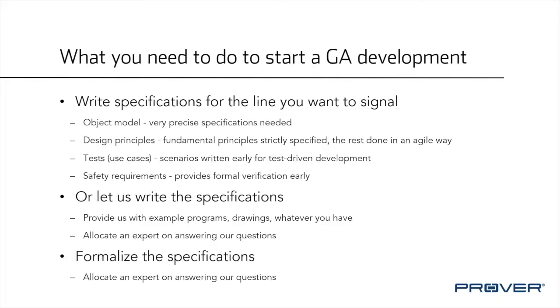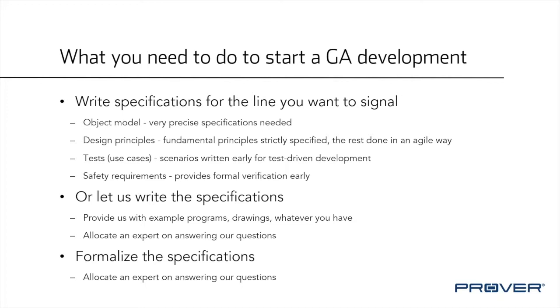To start a generic application development, you need some specifications for the line or the area you want to signal. A good specification can be divided in 4 pieces. The first one is the object model. It needs to be very precise, but it need not be very deep. An object model is essentially a list of all the objects you will have, like we will have switches, we will have signals, we will have level crossings, track crossings, balises, and so on.